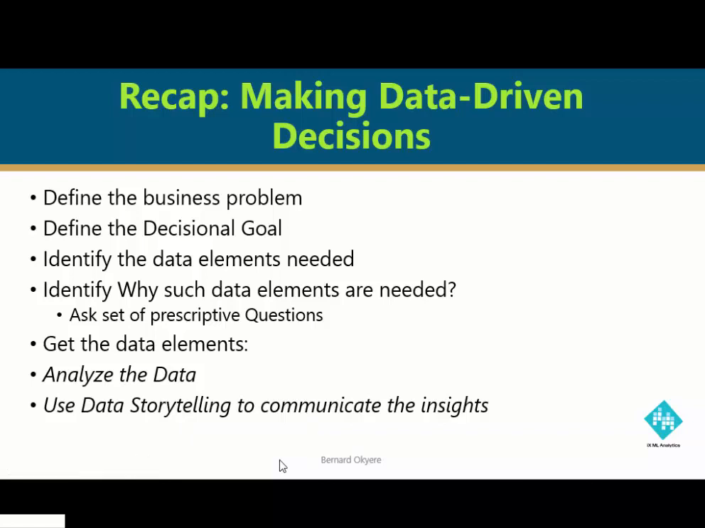Unfortunately, you had different business problems. We had different decisional goals, so we cannot be treating everybody's data set today. So I've shared on our community platform, I shared a data set there.